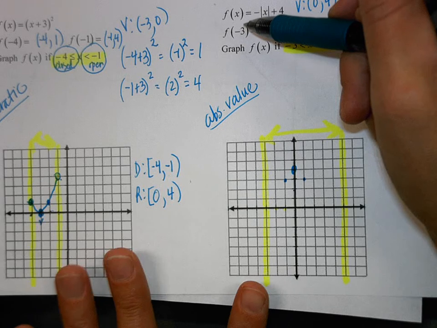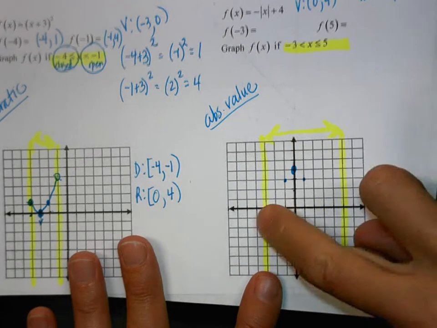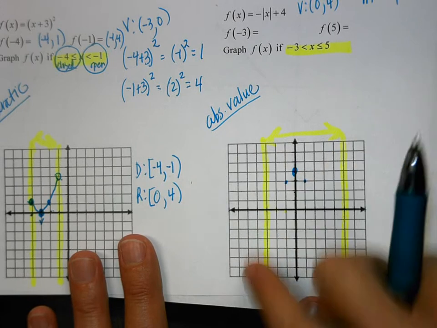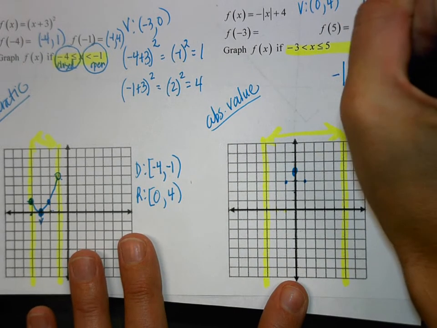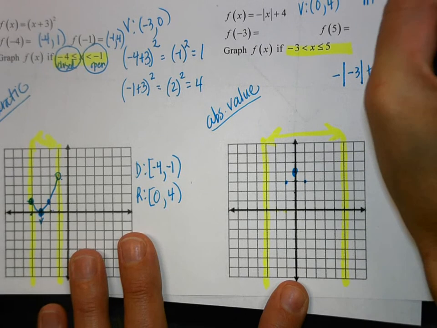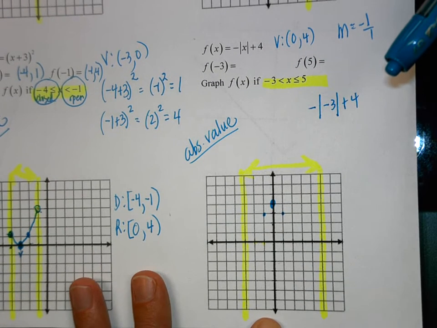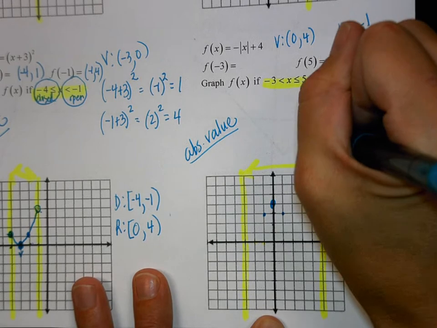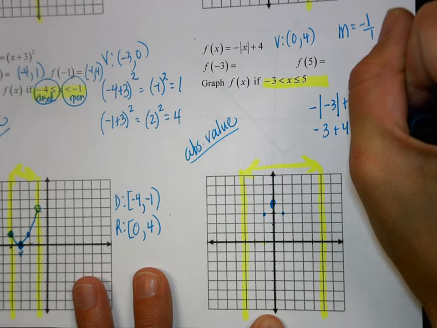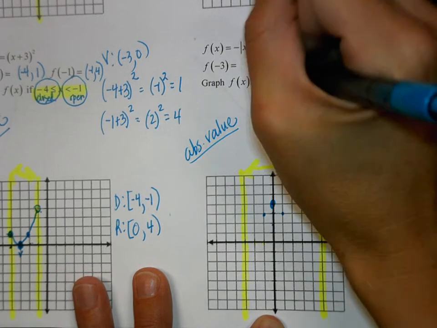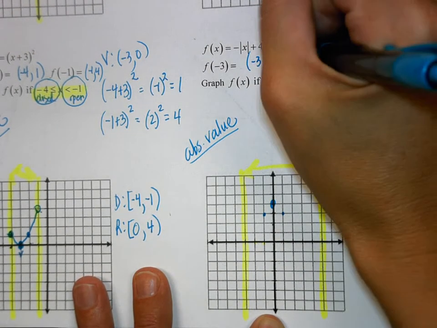Or we can plug in our values. For this case, I'm going to go ahead and plug in the values. We're going to plug in -3 because I need to know what's happening on that line at -3. So we have negative absolute value of -3 plus 4. What is the absolute value of -3? 3. So now I have -3 plus 4, which equals what? 1. Cole, are you getting this with us? Okay, so -3, 1. So -3 up 1.